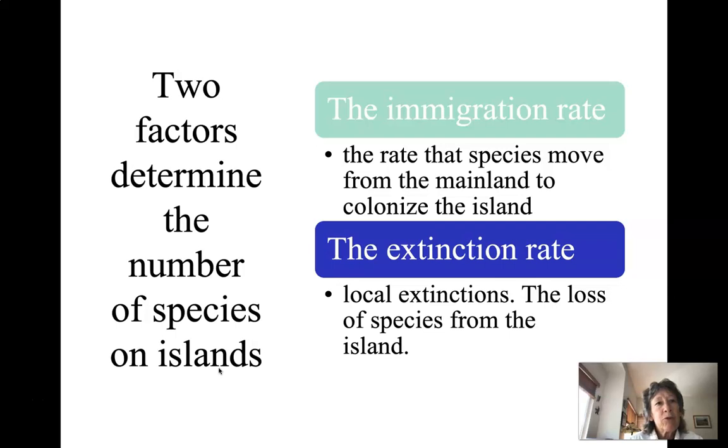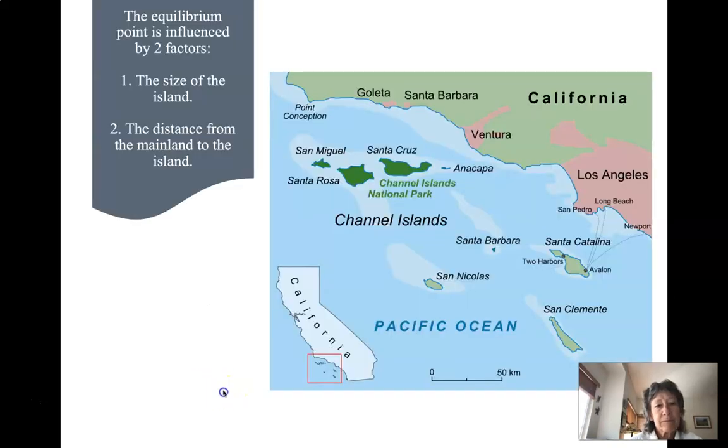This theory proposed that the number of species on any island reflects a balance between the rate at which new species arrive on it, the immigration rate, and the rate at which populations of established species become extinct. So the equilibrium point is influenced by two factors, one of which is the size of the island, a little tiny island like Santa Barbara Island, and the other factor is the distance from the island to the mainland. Notice that Santa Cruz Island is closer to the mainland than San Nicolas Island.